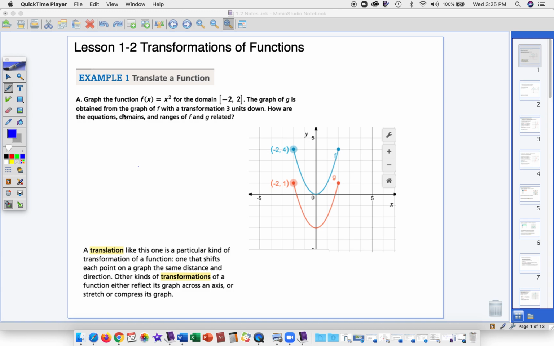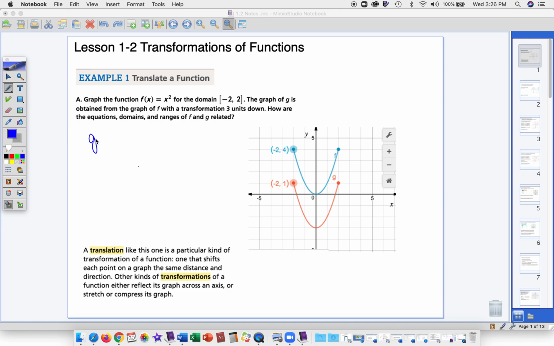The graph of g is obtained from the graph of f with a transformation 3 units down. So how are the equations, the domains, and the ranges of f and g related? If you look at all the points on the graph of g, which is the red graph, all of the y values are 3 units down from the graph of x squared.